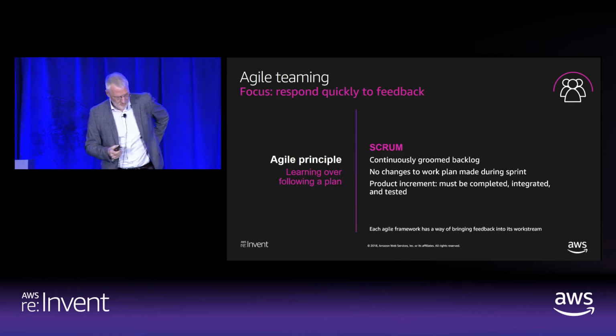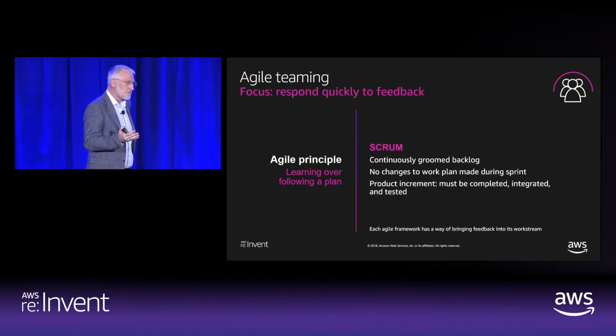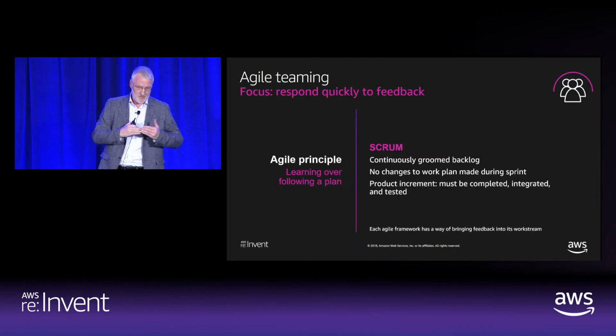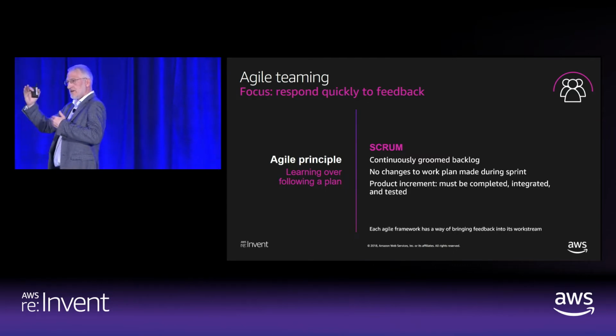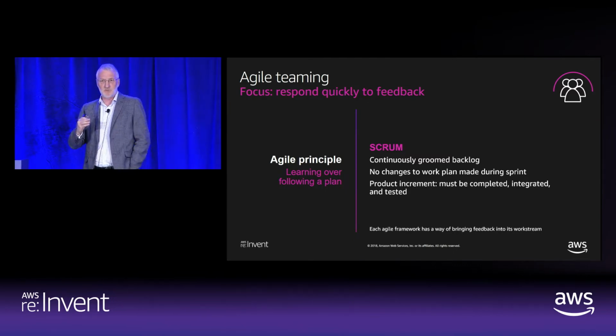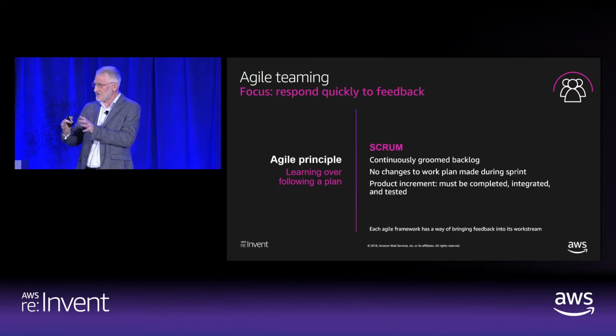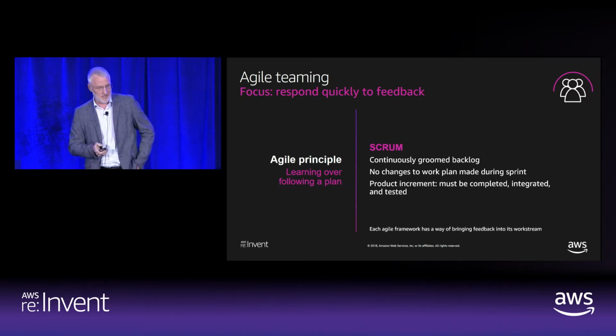So when you look at Scrum, the idea behind Scrum is that you're continuously grooming this backlog and you're continuously working on what's the next best feature to work on in the sprint, but you never change what you're working on once you start inside that sprint. You finish the sprint and then you go to the next backlog item.